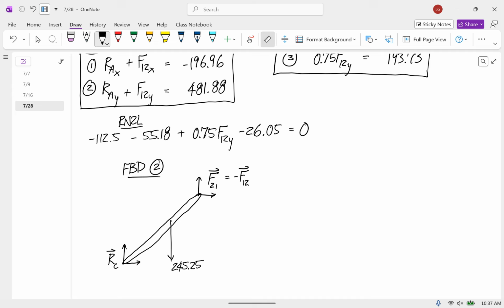Okay. Why would this be unsolvable if we left it as F21? Do you have a feel mathematically for why that is? That's right. Yeah, we'd just be adding 2 new variables. We'd have 8 total variables and only 6 equations. If we use this as negative F12, we still only have 6 variables and we can solve it. So you have to do this.